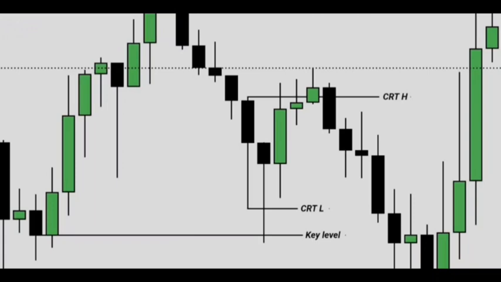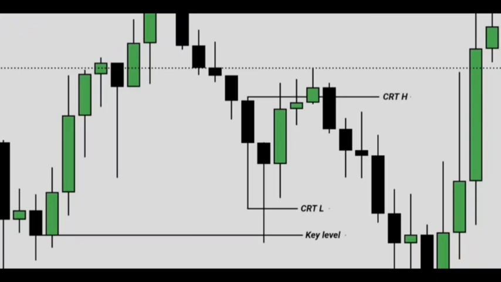So I want to go through it again. Number 1, pick your 1 a.m. CRT, which is your time base CRT. Then number 2, you want to find a key level that is closer to that 1 a.m. The 1 a.m. candle should not tap into that key level yet. That key level should not be mitigated yet by that CRT, but it should be close to the key level like this. Then you want to mark your CRT high and your CRT low.